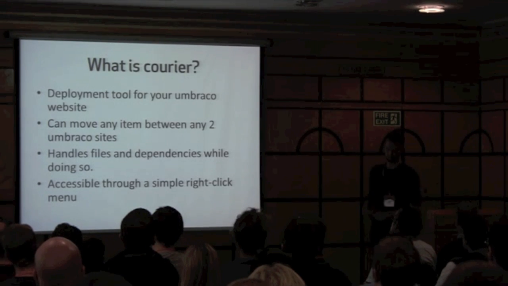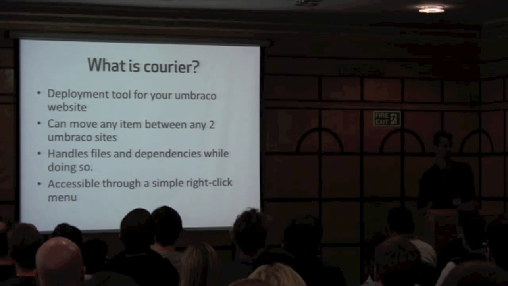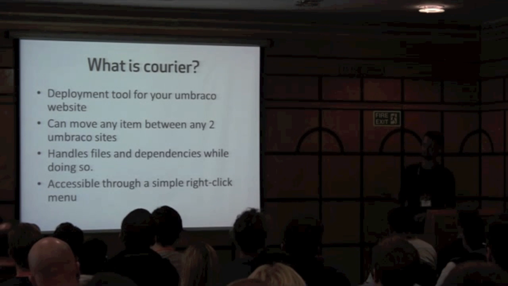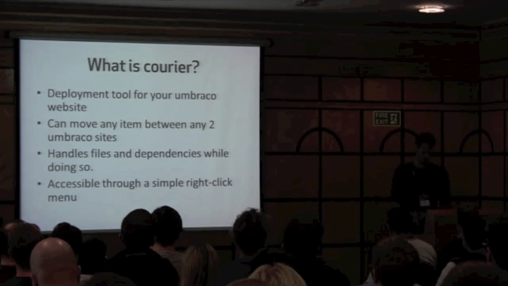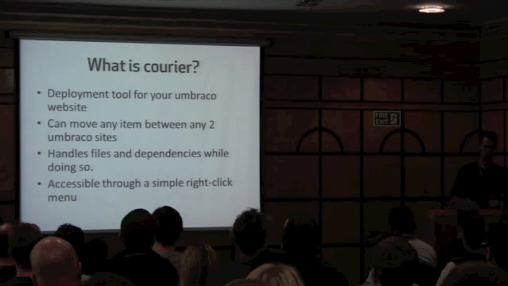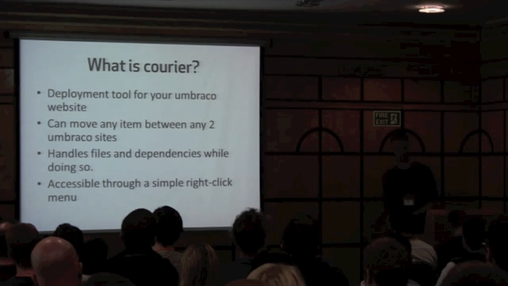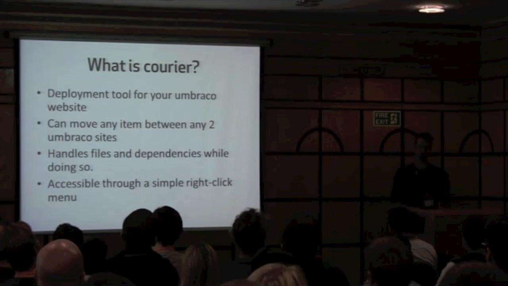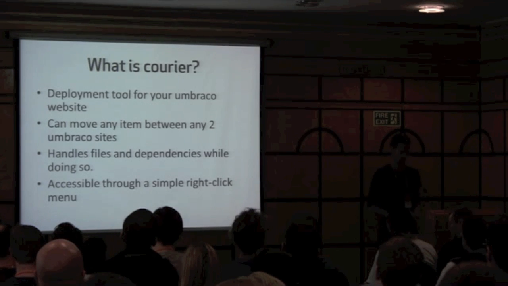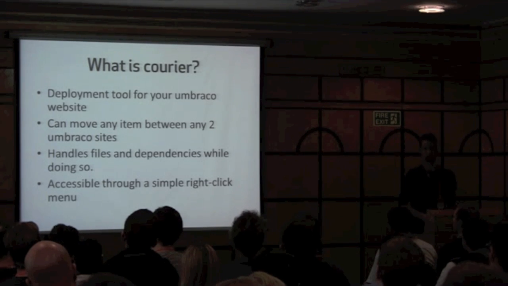It can move anything, and you can build your own providers for it. So if you needed to move Contour forms, then Tim has actually written a quite nice Contour provider for Courier as well. So you can just right-click a Contour form and move that over. It also handles files and dependencies while you do all these things, so you don't have to worry about it. If you right-click a document, that will include the document type, it will include the template, it will include the files you use in your rich text editor, images and other things you link to. And the most important thing in this talk, at least, is that it's so accessible through a right-click menu.